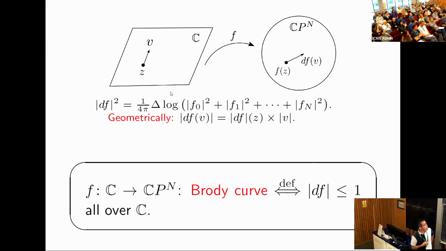Now we can define a Brody curve. Let f be a holomorphic map from C to CP^N, and we call it a Brody curve if its spherical derivative is bounded by 1 all over the complex plane C. In other words, Brody curves are 1-Lipschitz holomorphic maps from C to CP^N.